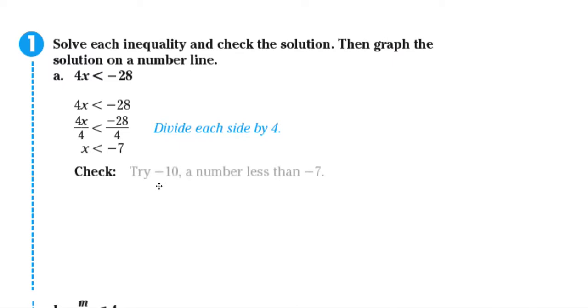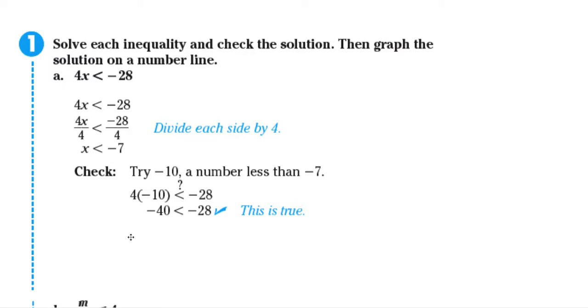We try -10. Why -10? Because -10 is a value that is less than -7. You can try -9, you can try -11, any value less than -7. Okay? So we use -10, easier to substitute. So you have 4 times -10, is it less than -28? The answer is true. Now, if you notice, we did not reverse the order symbol. Why? Because we divided both sides by a positive number.